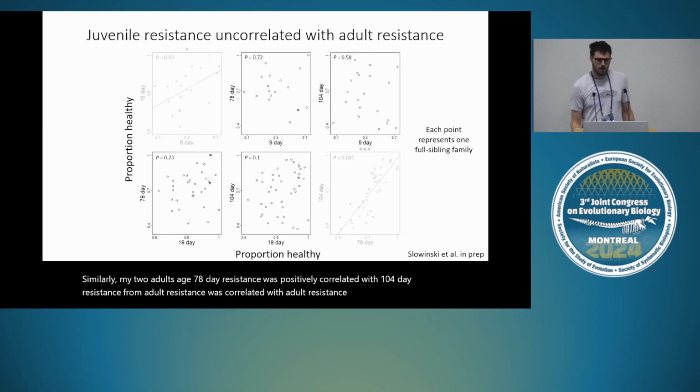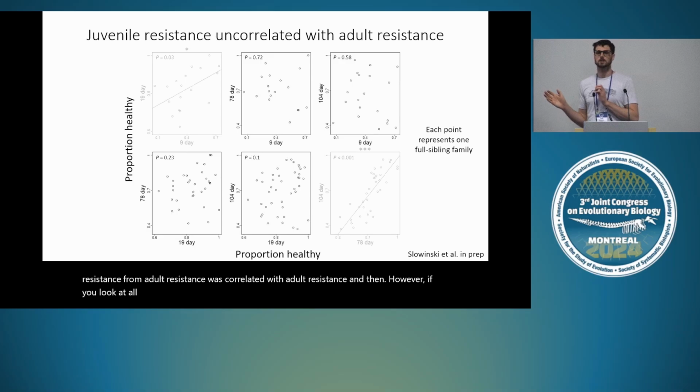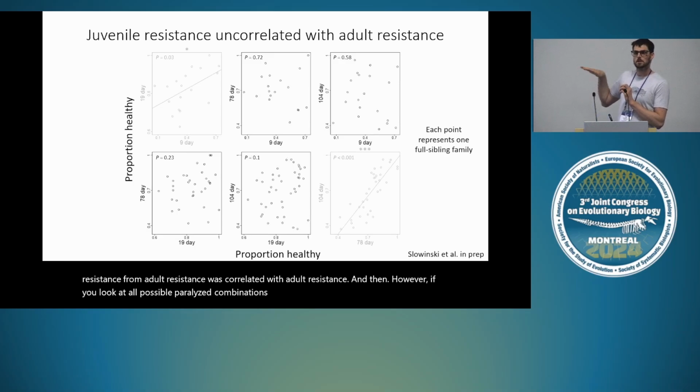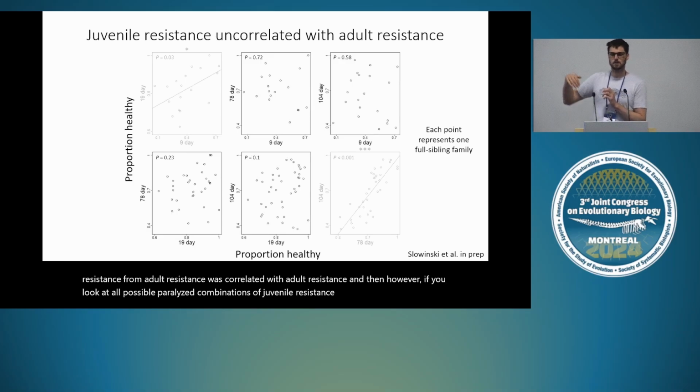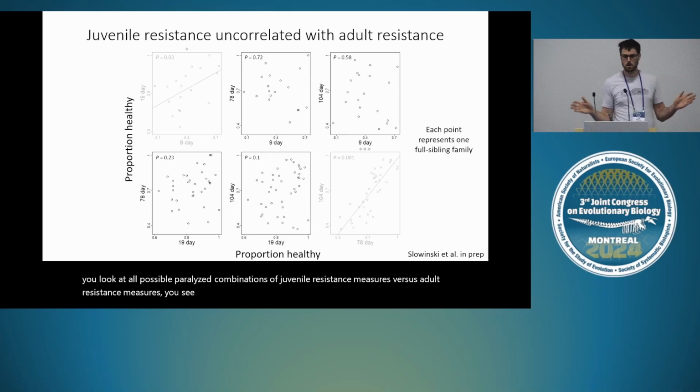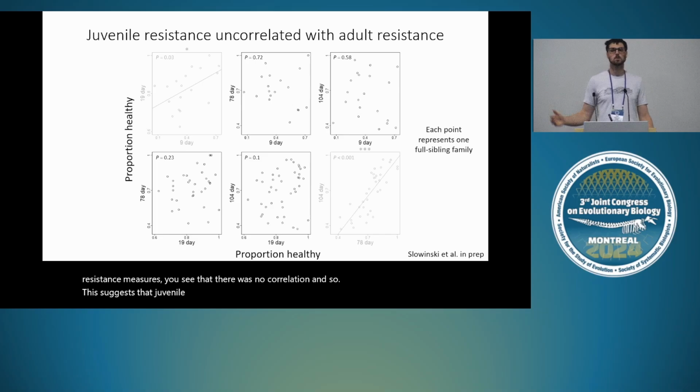However, if you look at all possible pairwise combinations of juvenile resistance measures versus adult resistance measures, you see that there was no correlation. This suggests that juvenile resistance is uncorrelated with adult resistance.